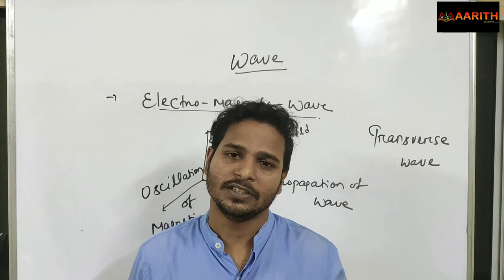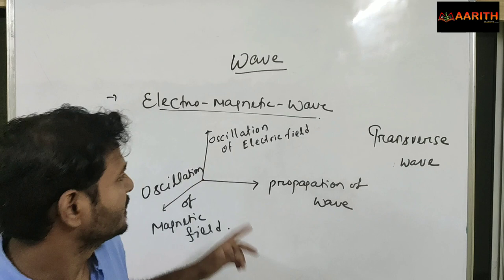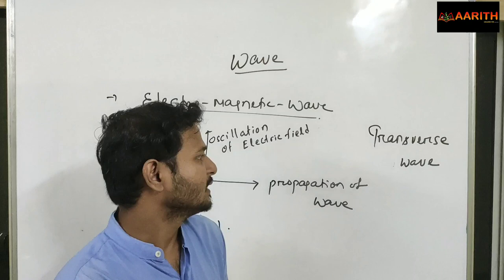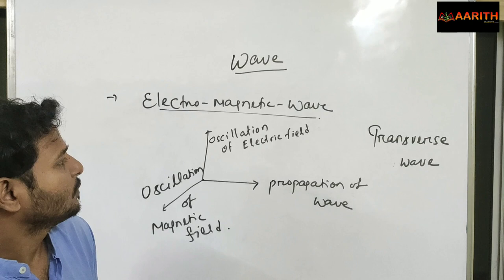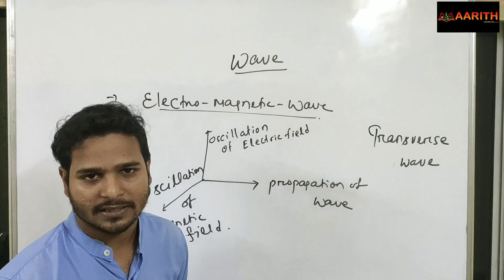So there are crests and troughs. Transverse wave means what? Simply, the disturbances in the fields are perpendicular to the propagation of the wave. So that is electromagnetic wave. EMR means electromagnetic wave, which means electric field, magnetic field and propagation of wave. All 3 are mutually perpendicular to each other. They are transverse waves. So now we discuss the wave characteristics. What are the wave characteristics?